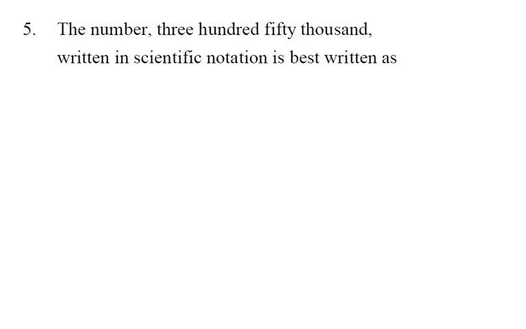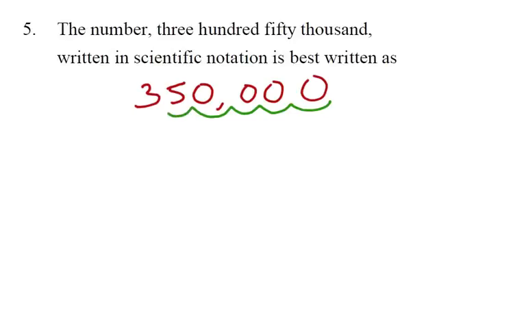This one here, almost everybody got this. 350,000. Okay, write that in scientific notation. So the decimal point, we're going to be moving that 5 times. So the answer would be 3.5 times 10 to the 5th power.